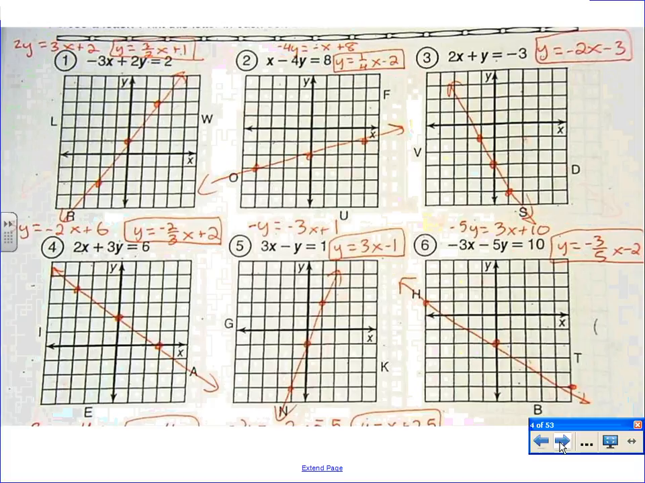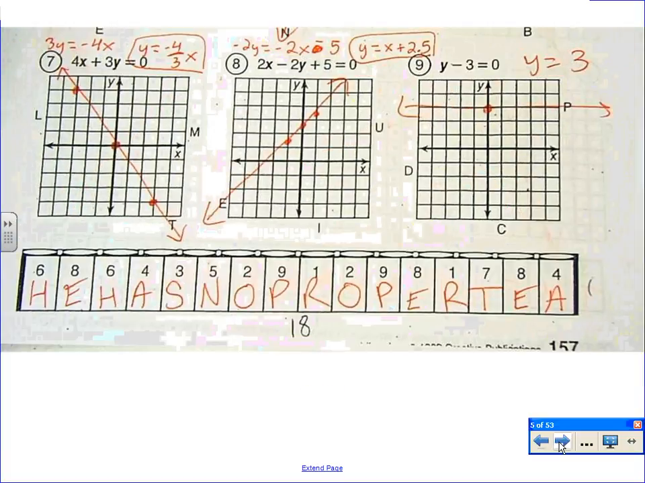No questions? Okay, 7, 8, and 9. 7 is y equals -4/3 x. Number 8 is y equals x plus 2.5, or 5 over 2. But again, I prefer that you keep this as a decimal.